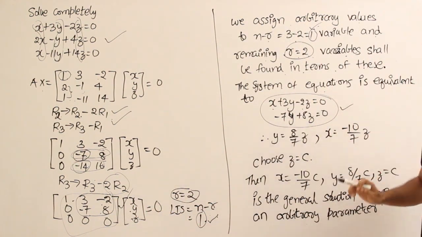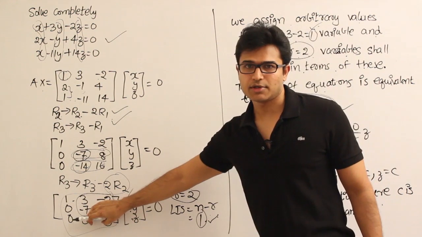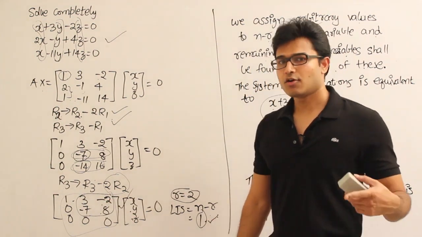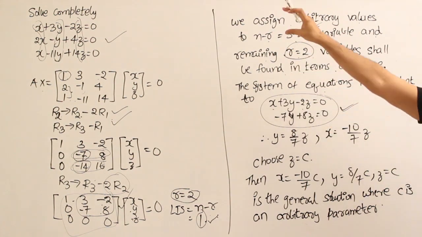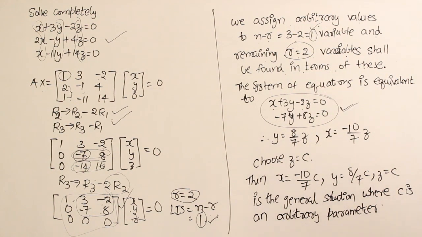So I'll be using this particular transformed matrix. That is why I asked you not to apply column transformations. Now we got this new set. So that is the given set of equations, and this is a new set of equations.